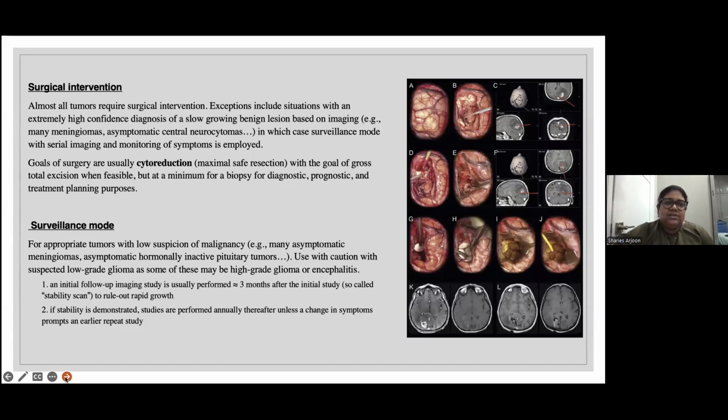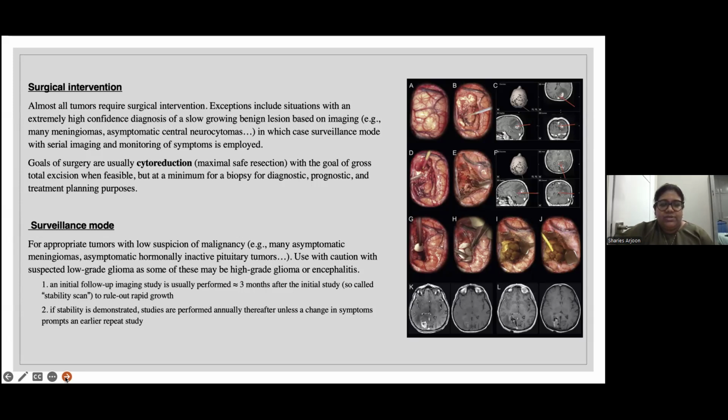So, surgical intervention and surveillance mode. Almost all tumors require surgical intervention. Exceptions include situations with an extremely high confidence diagnosis or slow-growing benign lesion based on imaging, for example, many meningiomas or asymptomatic central neurocytomas, in which case surveillance mode with serial imaging and monitoring of symptoms is employed. The goals for surgery are usually cytoreduction, that is maximal safe resection, with the goal of gross total excision when feasible, but at a minimum a biopsy for diagnostic, prognostic, and treatment planning purposes.